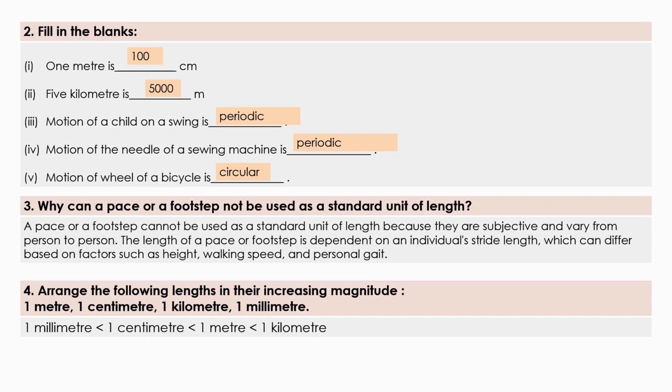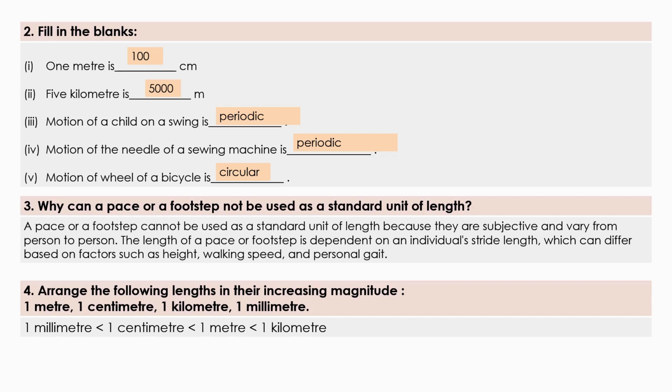Question number 3. Why can a pace or a footstep not be used as a standard unit of length? A pace or a footstep cannot be used as a standard unit of length because they are subjective and vary from person to person. The length of a pace or footstep is dependent on an individual's stride length, which can differ based on factors such as height, walking speed, and personal gait.